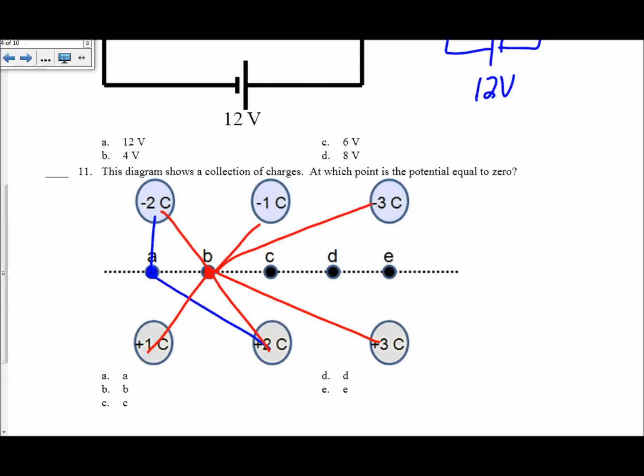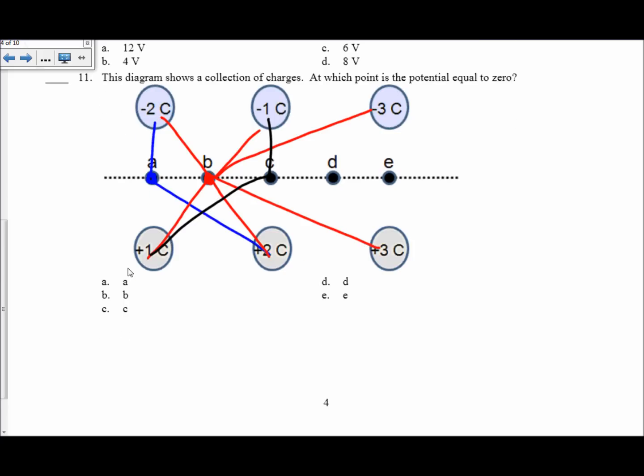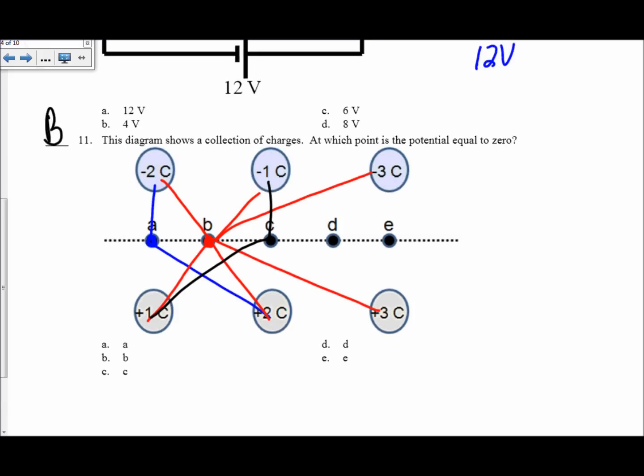Similarly, C, D, and E do not cancel out. I'll just do C. This distance is different from that distance, and D and E are not equidistant from those opposite charges. So the answer is B for number 11.